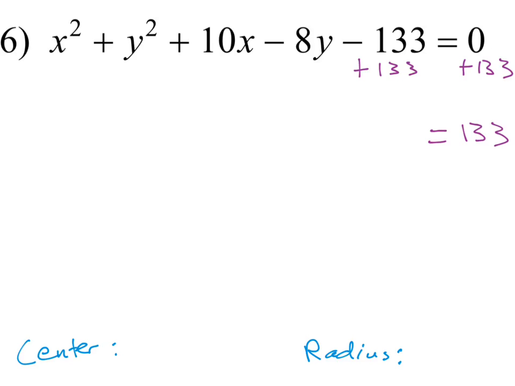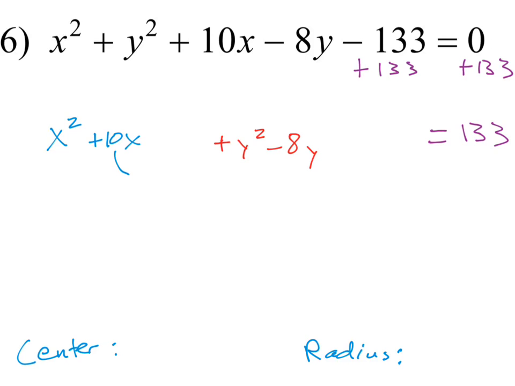I'm going to do the x part in blue and the y part in red. So we've got, let's go down a little bit, x squared plus 10x. And I'm going to leave a space. And then I've got plus y squared minus 8y. And again, I want a space there because I'm going to be completing the square for both of these.